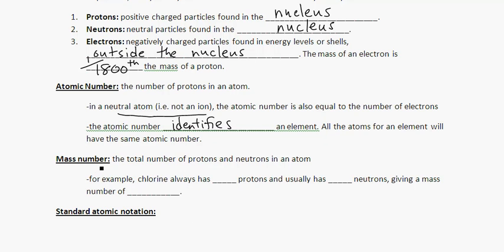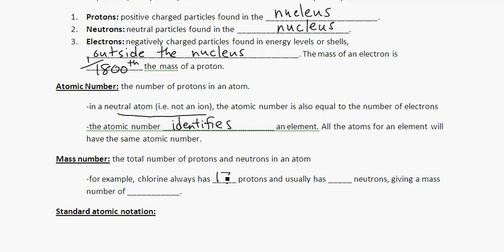Okay, mass number. Mass number is the total number of protons and neutrons in an atom. You just add them up to get the mass number. So for example, chlorine is number 17 on the periodic table, and you should have your periodic table in front of you just so you can follow along. So that means chlorine always has 17 protons. That's what the atomic number means.